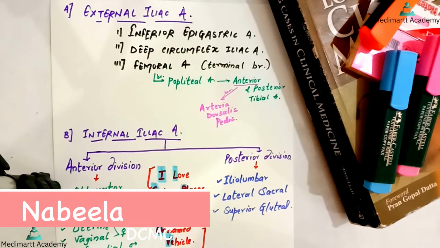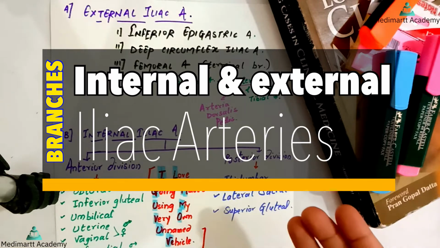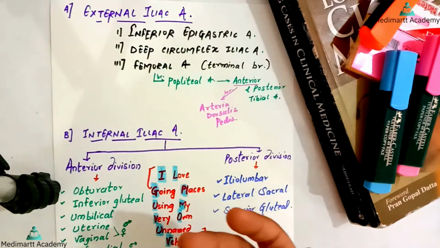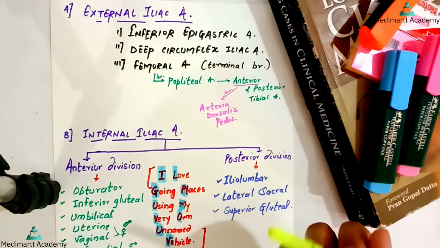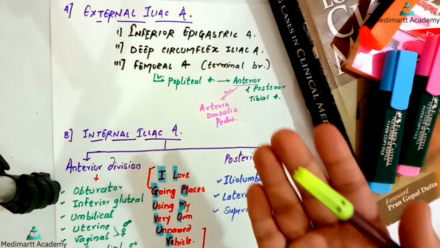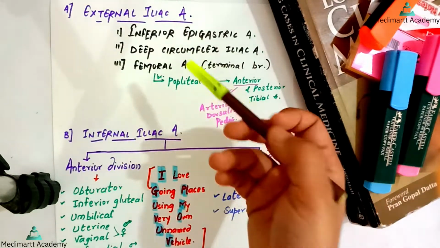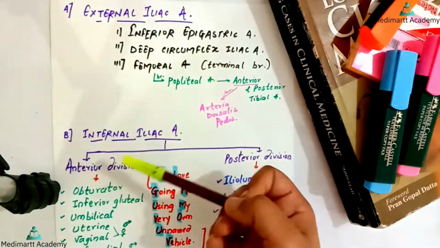In today's video, I will be teaching you about the branches of the external and internal iliac arteries. As we have seen in our previous videos about the branches of the abdominal aorta, the abdominal aorta has a terminal branch, and that is the right and left common iliac arteries. These right and left common iliac arteries then further bifurcate or divide into the external and internal iliac arteries.